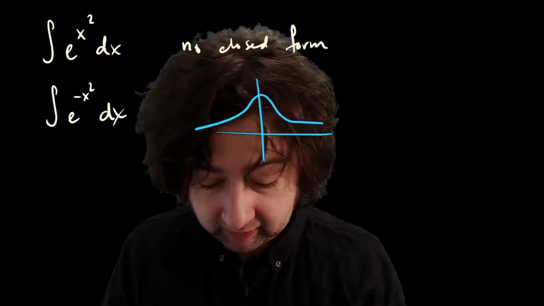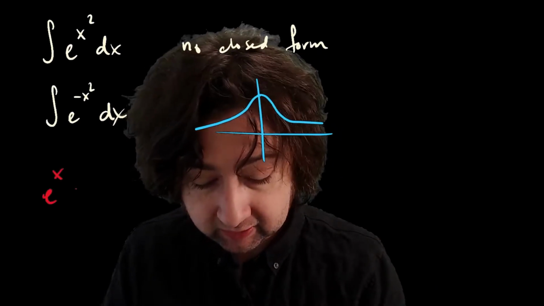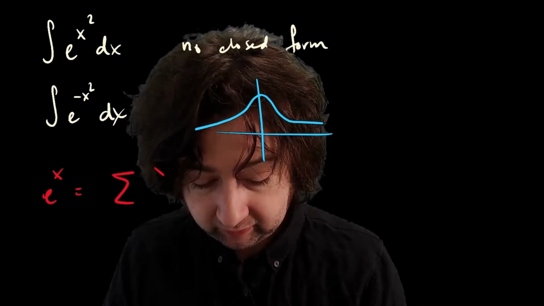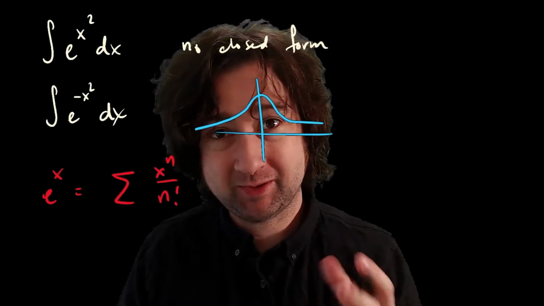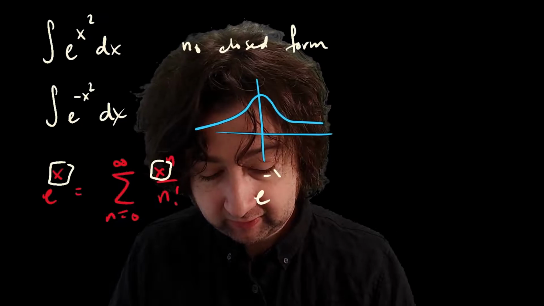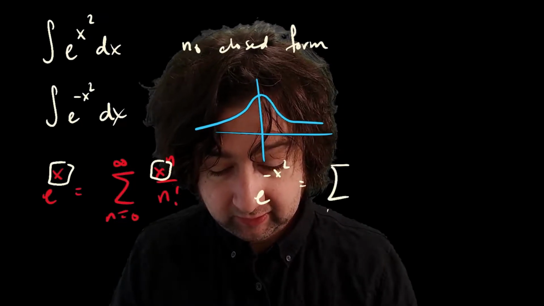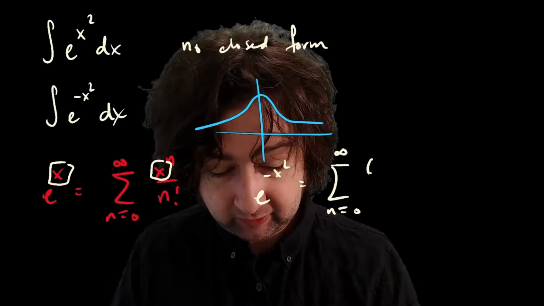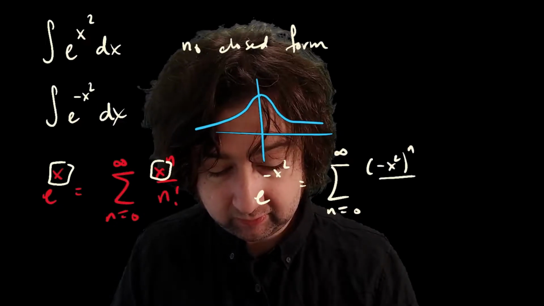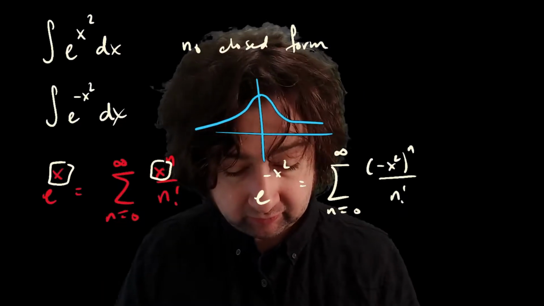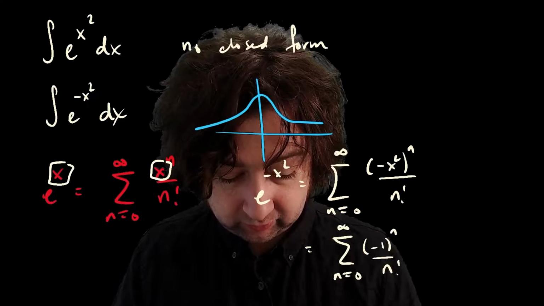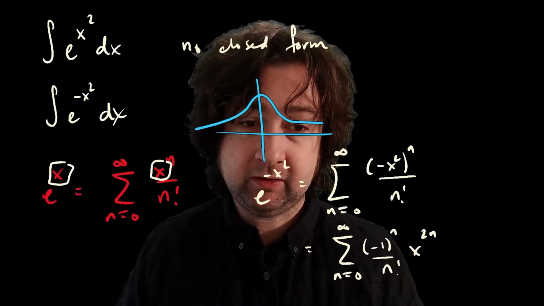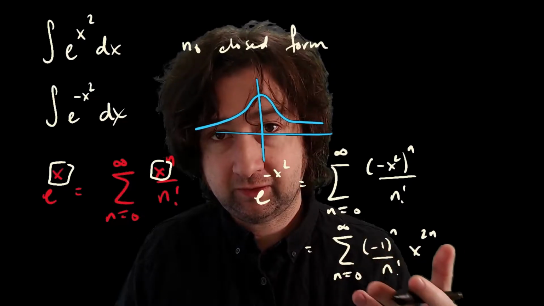So if I want to know what the series for e to the minus x squared is, I could write down the series for e to the x, which is just the sum of x to the n over n factorial. And of course, you have that memorized, right? Because that's one of the series that you just have to have tattooed in your brain. E to the minus x squared is going to be the sum from n equals 0 to infinity of minus x squared to the n over n factorial, which I could then write as the sum from n equals 0 to infinity of minus 1 to the n over n factorial times x to the 2n. This is about the best we can do for the series of e to the minus x squared.